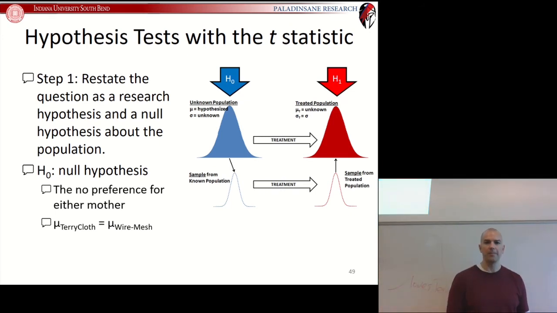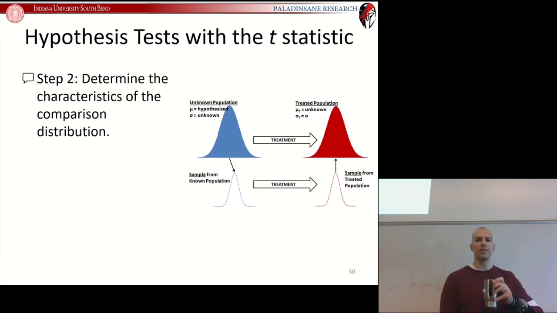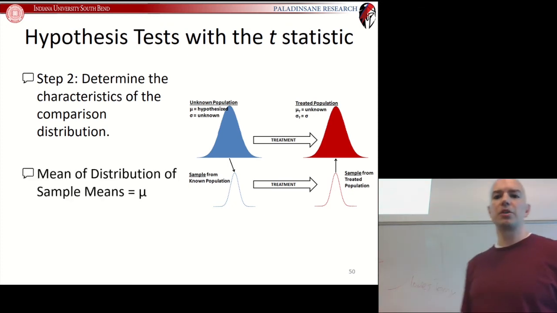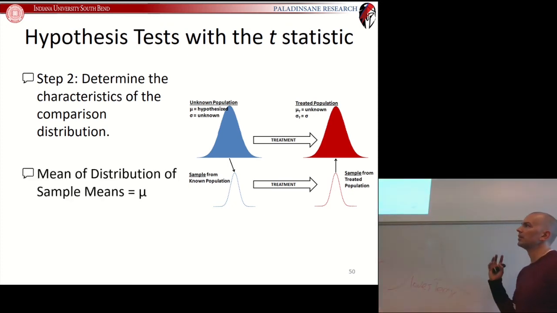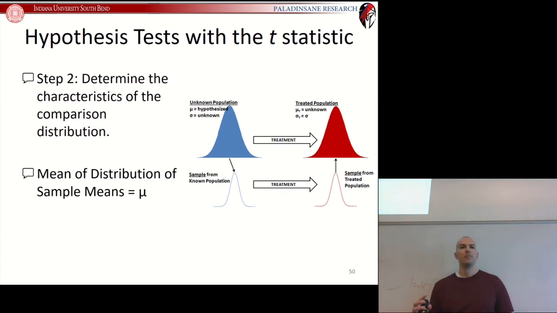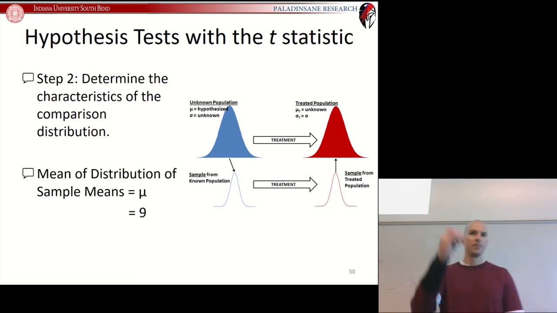All right. Step 2, the new stuff. Determine the characteristics of the comparison distribution. The mean of the distribution of sample means, the mean of your comparison distribution, is the same as your hypothesized population, so that stays the same, and in this case, it's 9 hours. That's what would occur if there was no preference between the two mothers. They would spend 9 hours with the terry cloth mother.